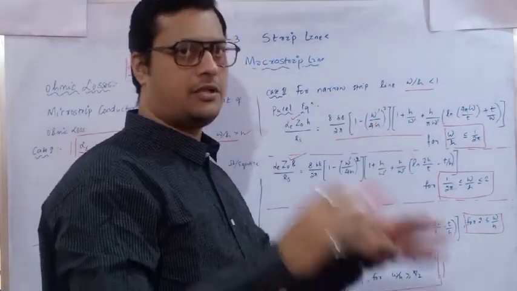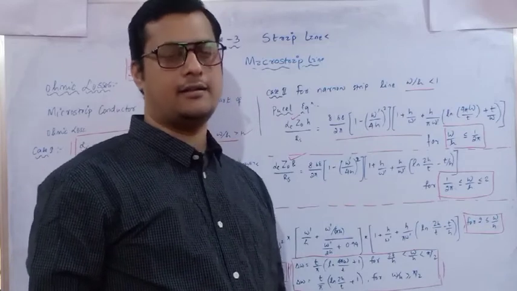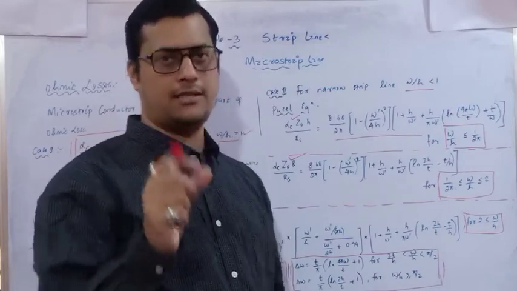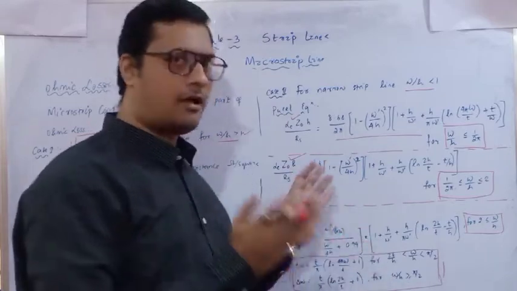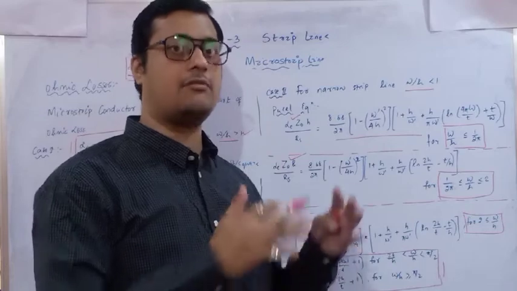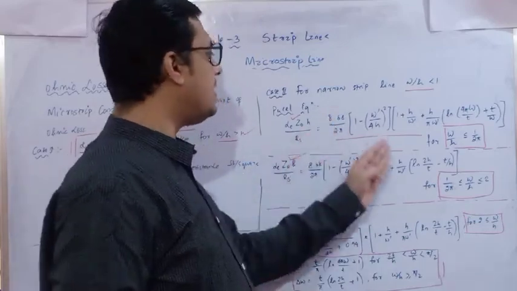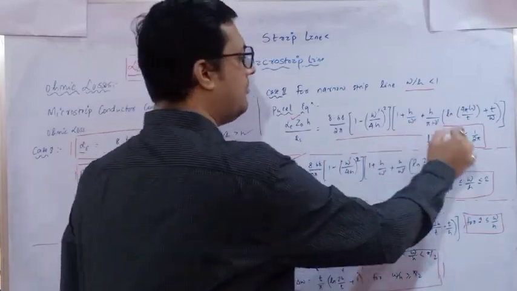Only we have to substitute the given data: width, height, thickness of the substrate, thickness of the strip, width of the strip, this much. So these are the quantities. When we solve the numerical, we will see what parameters we are going to identify. So these are the certain conditions through which we can analyze the W by H ratio.